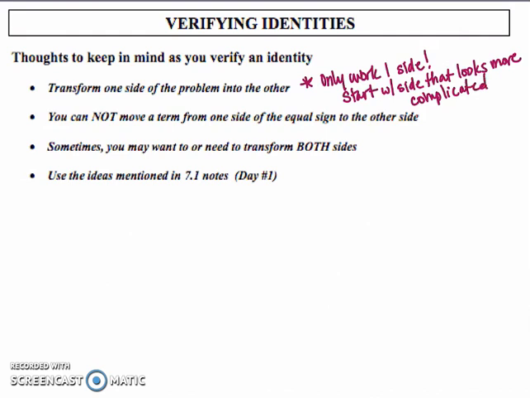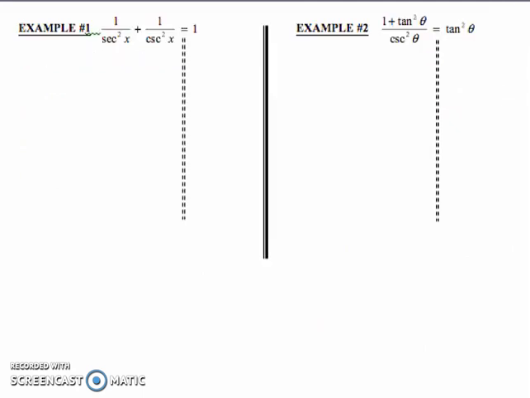You cannot move a term from one side of the equal sign to the other side. Okay, so don't try to move things back and forth like an equation. Your job is simply to make the left side look like the right side. Sometimes you may want or need to transform both sides, but this is very rarely going to be the case. Okay, it might happen once. And again, we're still going to be using those 6 techniques from our previous day's notes. So let's just get started with some examples.